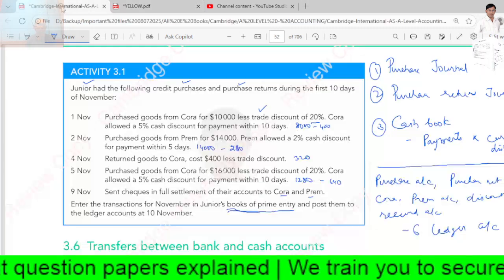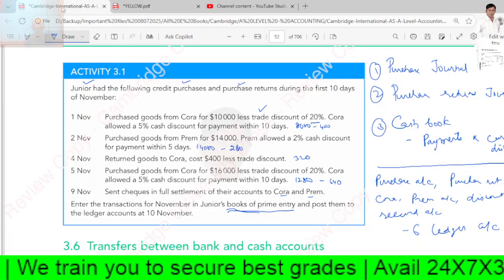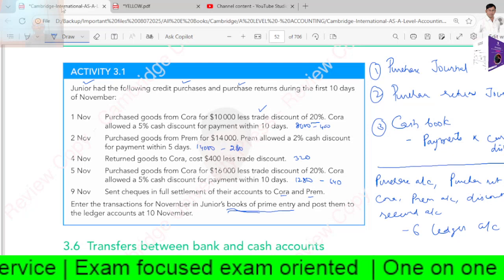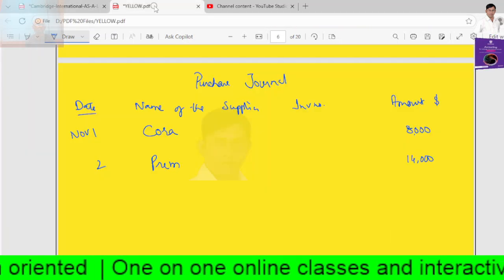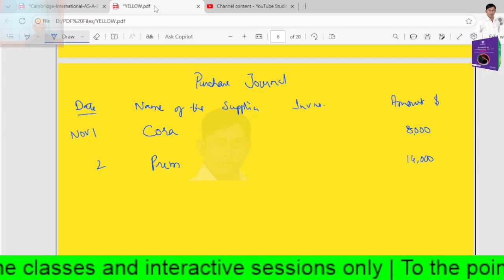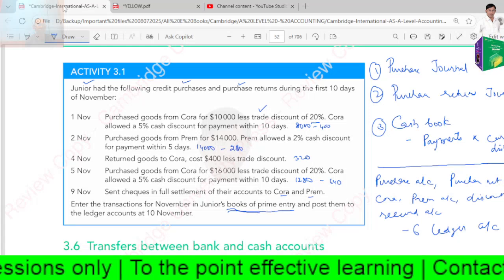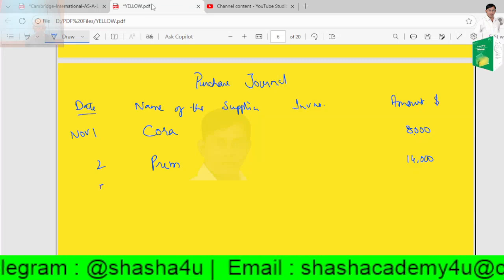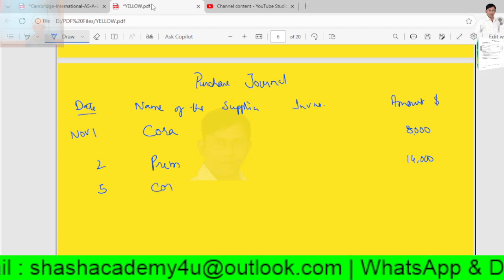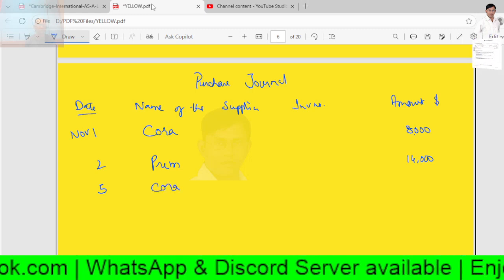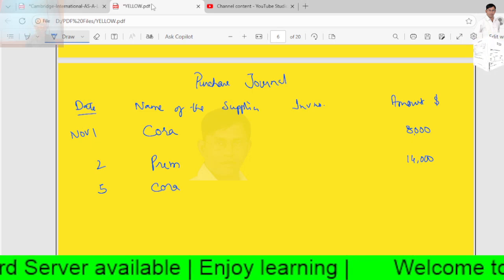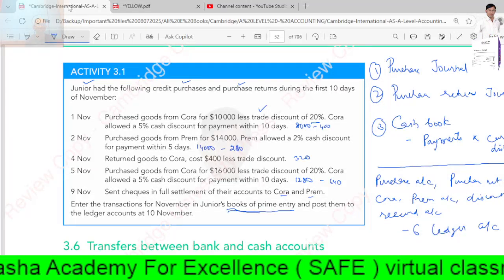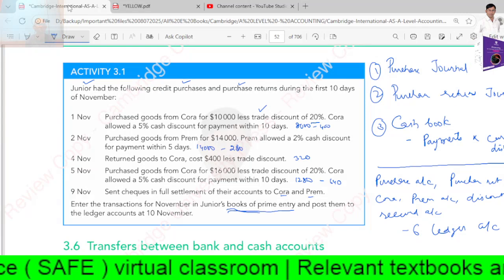Next, again you have purchased goods from Cora for 16,000, at a trade discount of 20%. So what date? It is on 5th November, you have purchased from Cora. So how much? What is the amount? 12,800.